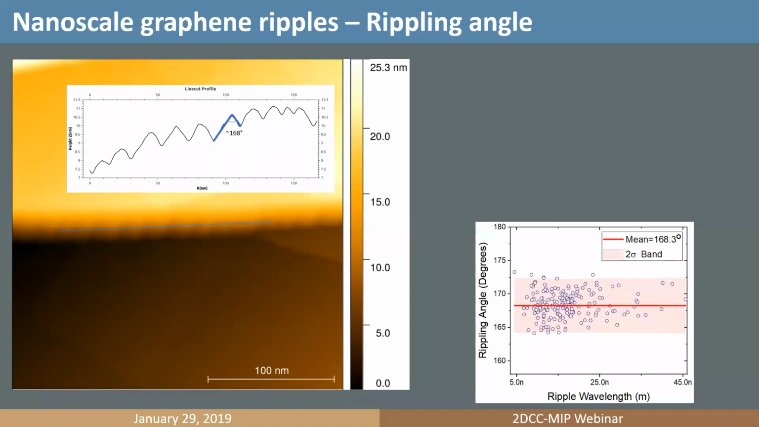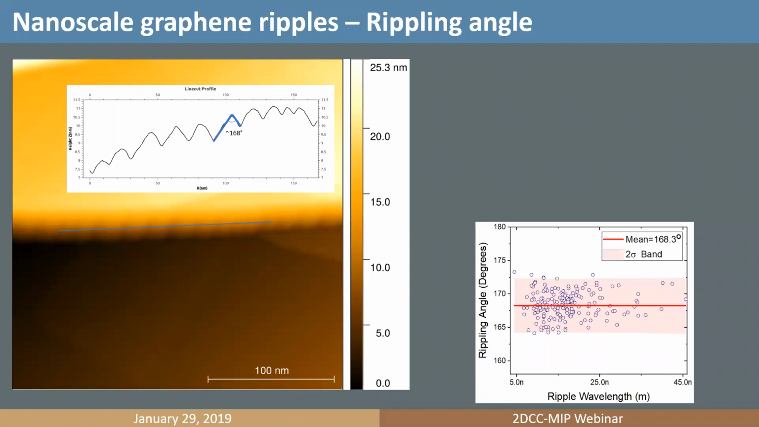The next surprise came when we started taking line cuts parallel to the step edge. If you extract a profile like this, this is how it looks. It's like a triangular wave. What was very surprising was that this vertex angle is always conserved to be 168 degrees. You can see the ripple wavelength changes by an order of magnitude, and that angle doesn't change. The standard deviation of this is like 2 degrees. So that means that graphene somehow behaves like a bizarre fabric that no matter how you pull it, it always buckles the same way.